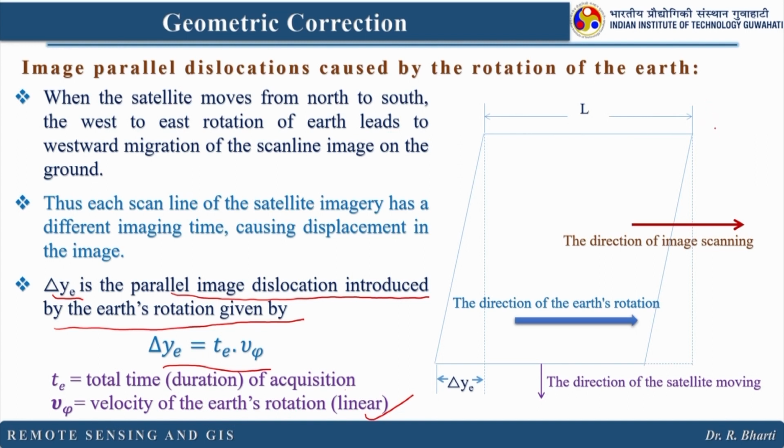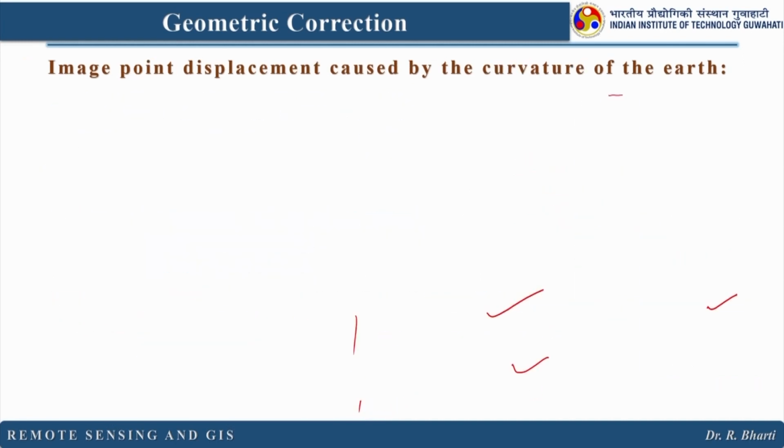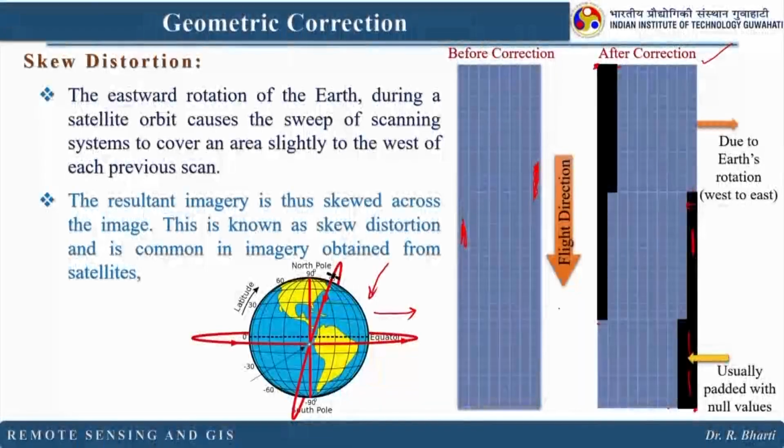So, in this image you can see the direction of image scanning. The image is scanned like first, second, third, fourth, fifth, right, and this is the direction of your Earth's rotation, and this is the direction where your satellite is moving. So, then your image will be generated. Now, you can correlate with this particular image how it has been generated.